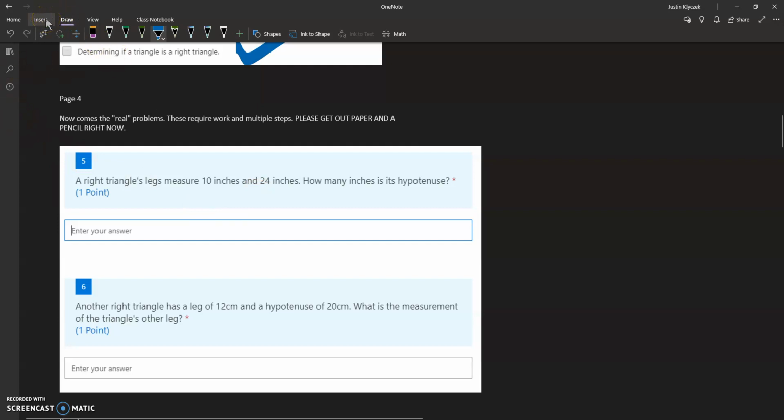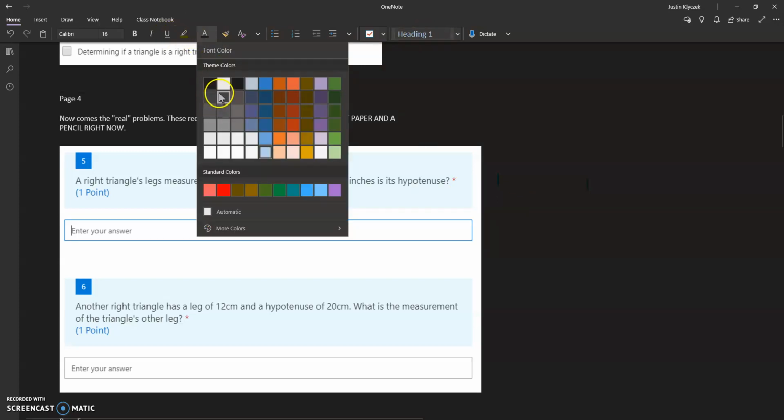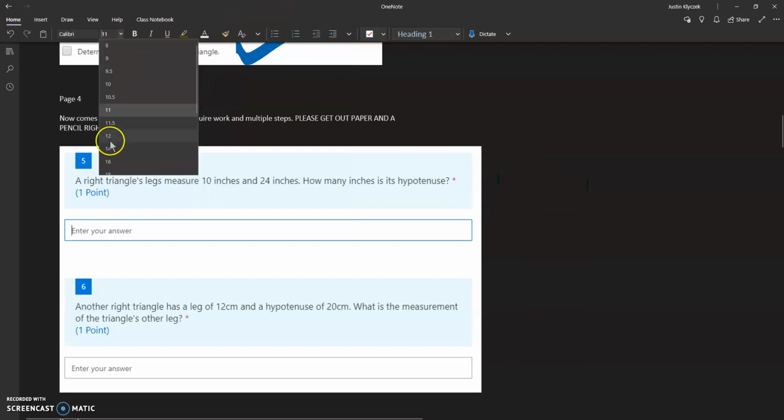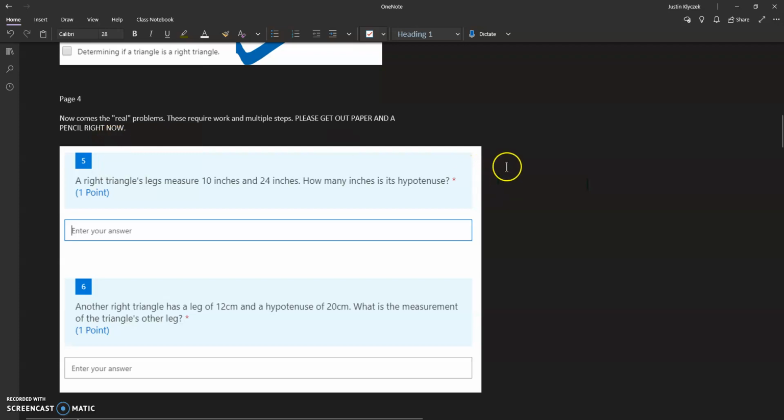So before we do anything, what I want to do is turn off drawing. There we go. Let's talk about finding the hypotenuse for a moment here. Make this a little bit bigger. Okay. That's fine. Finding the hypotenuse.